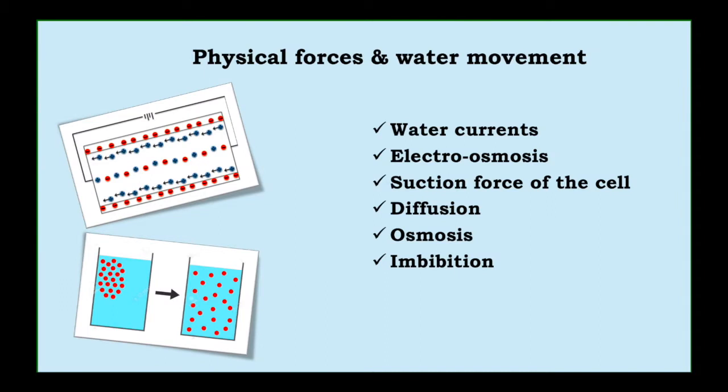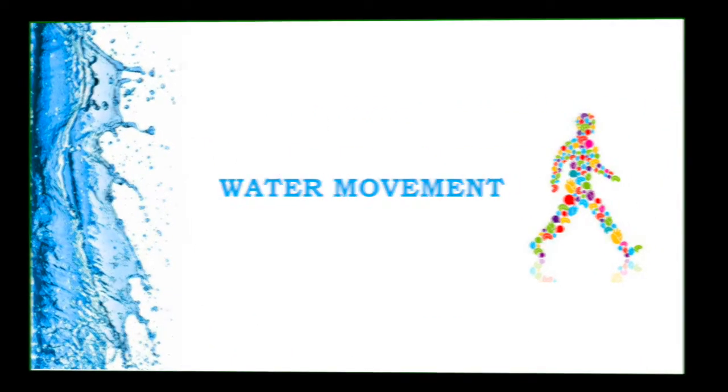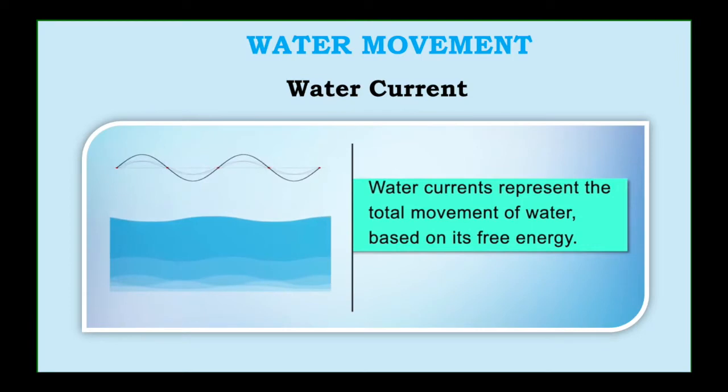Now, to maintain the water balance, plants depend on some physiological factors that regulate the movement of water within the plant. They are water currents, electroosmosis, suction force of the cell, which is also called DPD, diffusion, osmosis, and imbibition. Now, let us talk about each of these factors. First, water current. It represents the total movement of water based on its free energy.